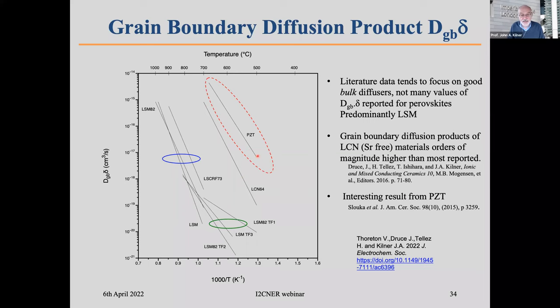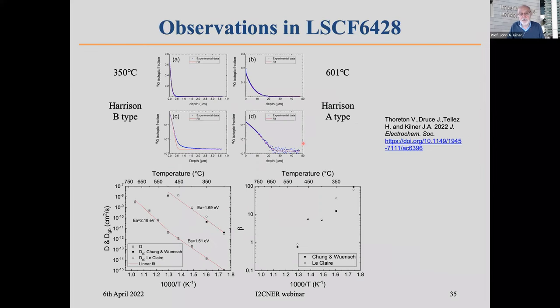But very interesting is this result from PZT. This is from Jürgen Fleig's group in Vienna. And really, this is quite high grain boundary diffusivity. And at the moment, it's not clear why this occurs.